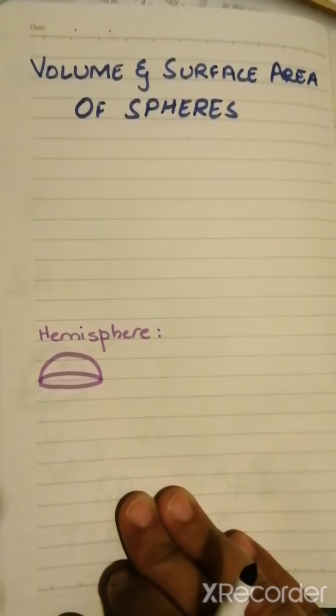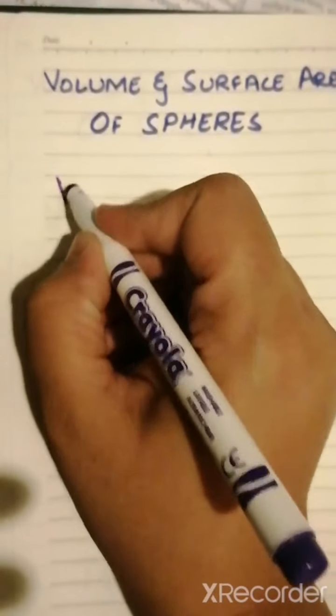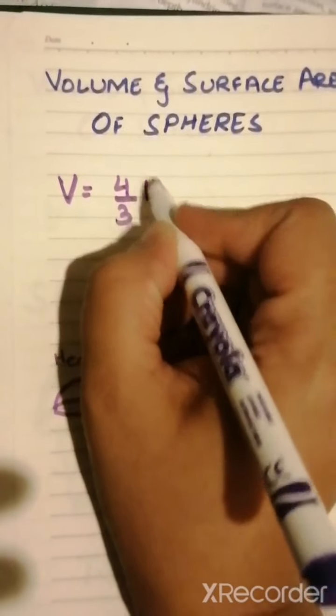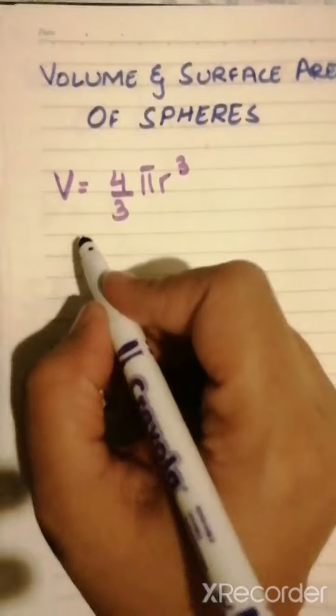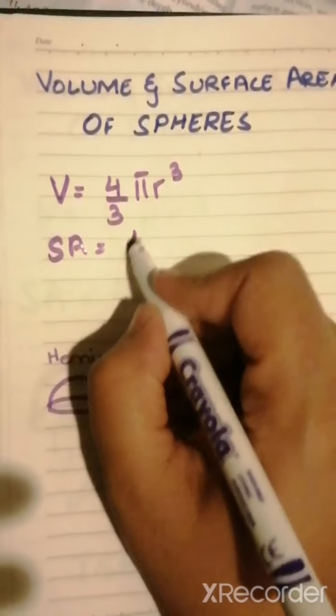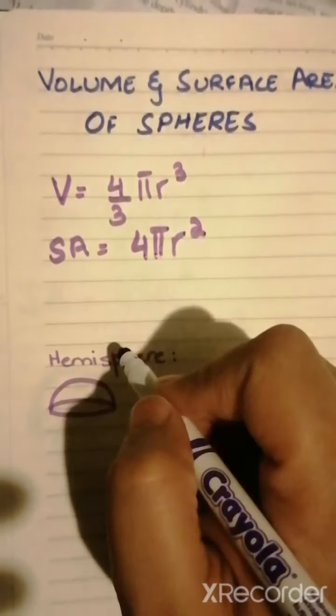Let's have a quick recap of the formulas for the volume and surface area of the sphere. The formula for the volume of a sphere is 4 over 3 pi r cube. The formula for the surface area of a sphere is 4 pi r square.